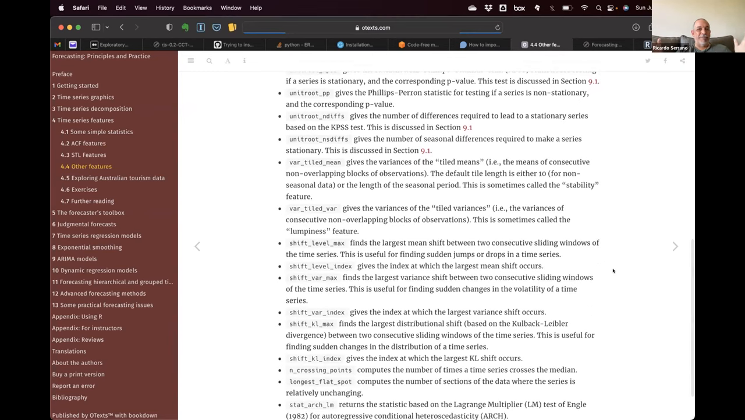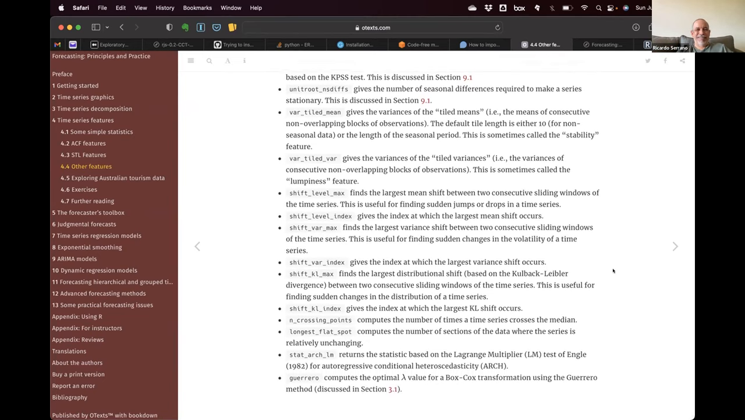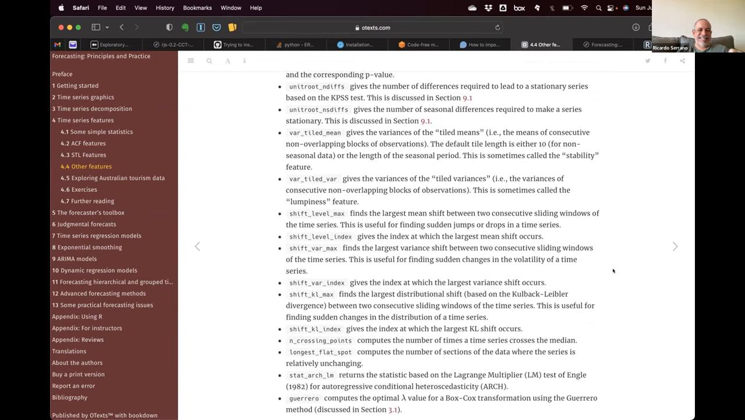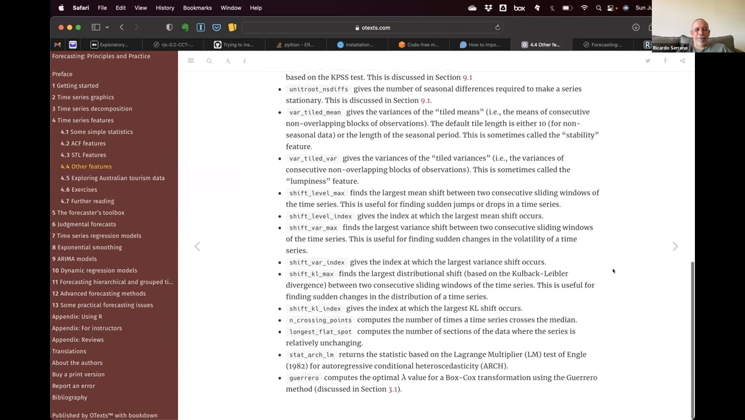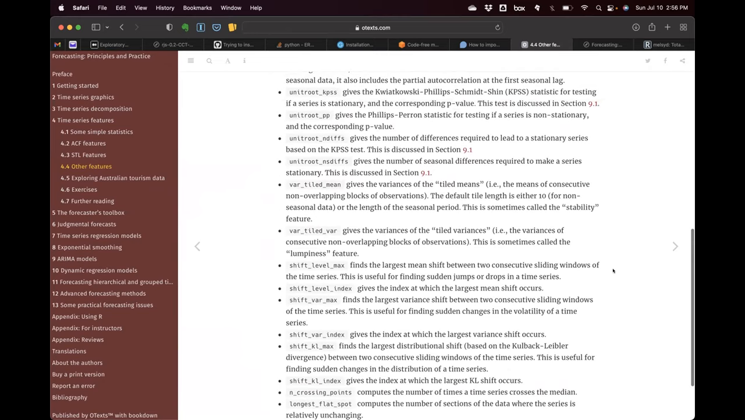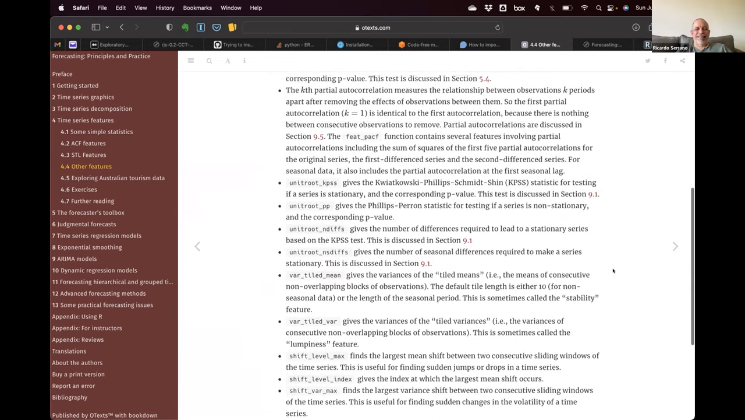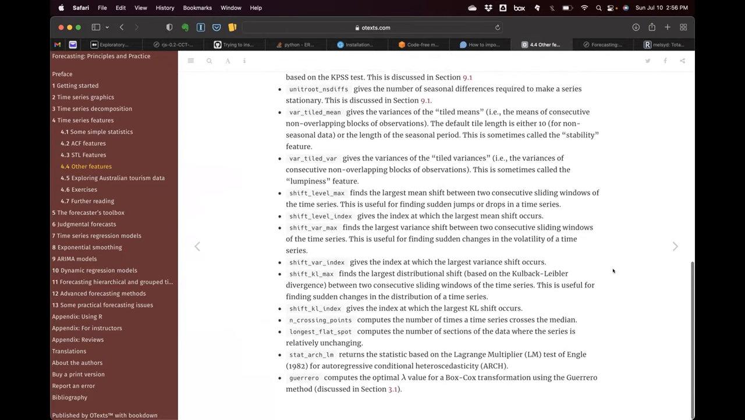In fact, some of them I first encountered about the KPSS, the shift here or whatever. Those are the ones I was talking about that I use a lot. These shift level max and shift level index. It's looking at consecutive sliding windows and finding the means in each, and the biggest difference between consecutive sliding windows. And then the index gives you the actual location where that occurs. And they have the same thing for variance shifts. I think those are awesome.